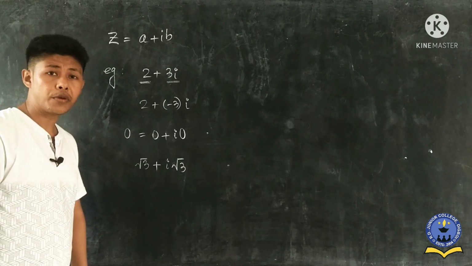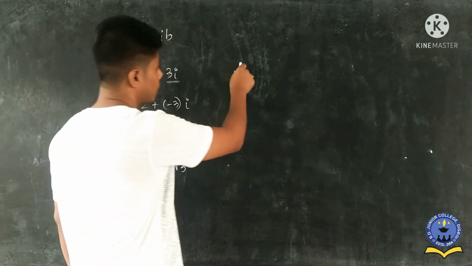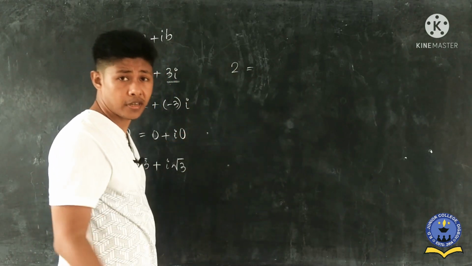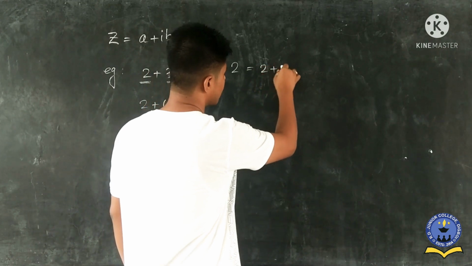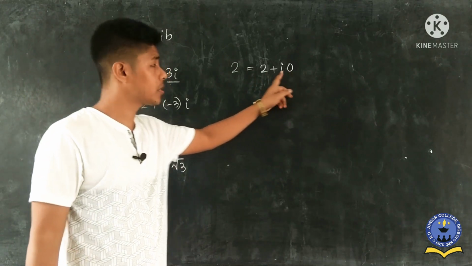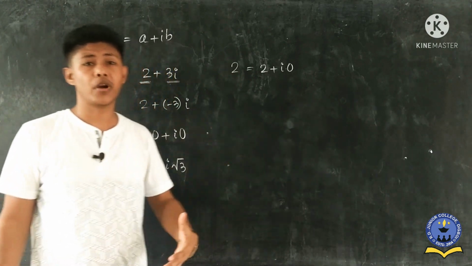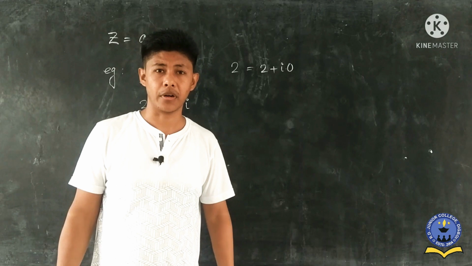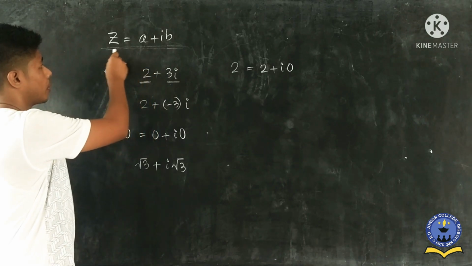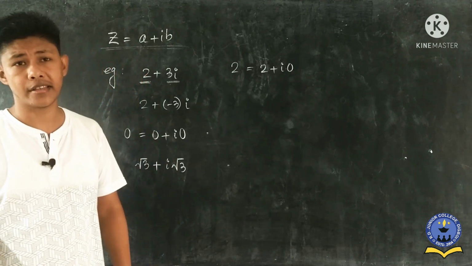Is it clear? So when we write any number in this form, we get a complex number form. For example, suppose we consider only the number 2, a real number. If we express it in complex number form, we write 2 plus i into 0. Here 2 and 0 are real numbers, and i into 0 is ultimately 0, so the value is 2. So each and every number we can express as a complex number. That's why the general form of a complex number is a plus ib, and each and every number in our number system we can express as a complex number.